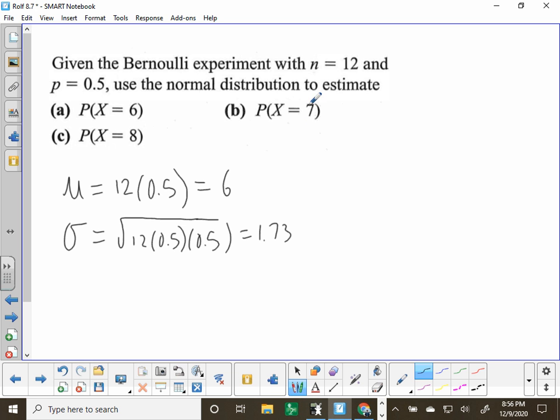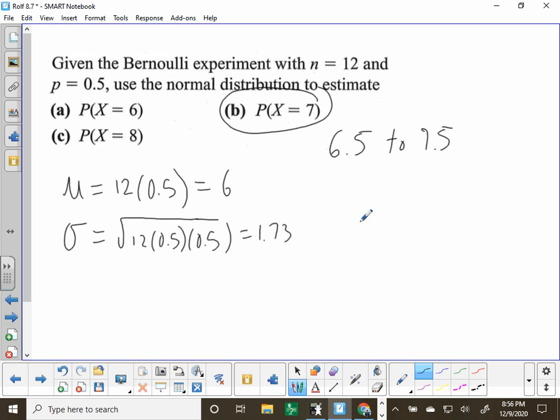Okay, so instead of doing 7, we have to do the probability between 6.5 and 7.5. We got to do this between 6.5 because we got to go up to 7.5. That's the bar that we have to find. So if we want to know 7, I'm going to do this one right here. I got to go between these two because you got to go up and down a half from each of those.